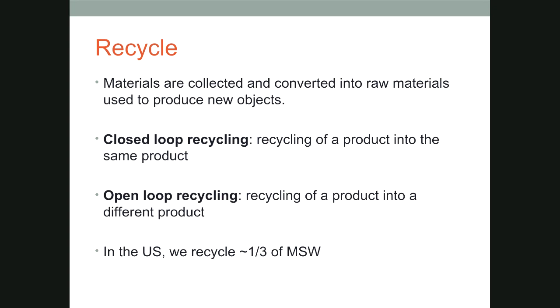So the third option, still a good option, but of the 3, it is the least beneficial for the environment, is to recycle the items. That is when we take the material, we collect them at a recycling plant, and they're converted into raw materials used to produce new objects. There's 2 categories of recycling. Recycling can either be called closed loop recycling, which is when you recycle a product into the same exact product again, or open loop recycling, which is when you recycle a product into a completely different product. In the United States, we recycle about 1/3 of our municipal solid waste.